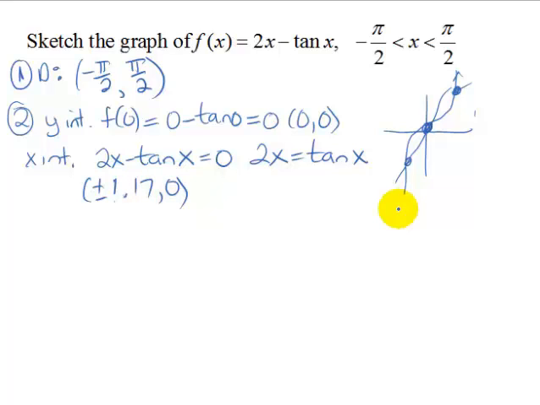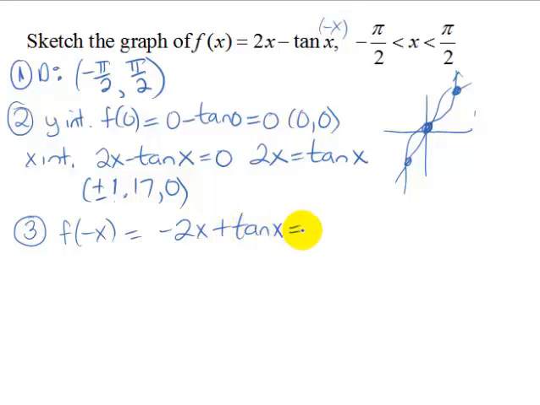We can then move on to our next step, which is testing for symmetry. If we put a negative x in this function we get negative 2x, and we know a negative on tangent makes that negative. So what we got back was the negative of the function, so this function is odd. That's going to help me because I can figure out the graph from 0 to pi over 2, and then reflect that about the origin, and I will have the left half of the graph. So that's going to save me some time.